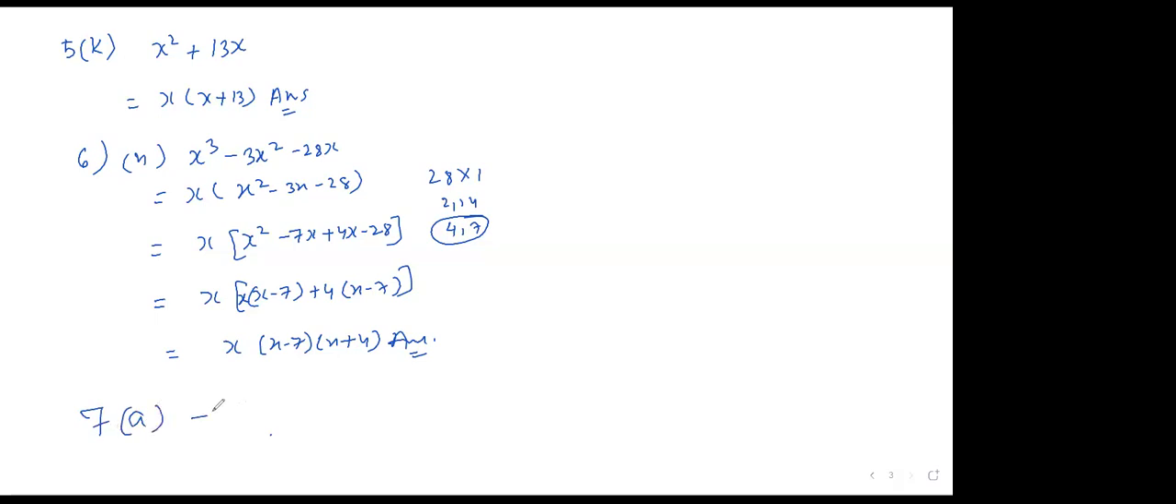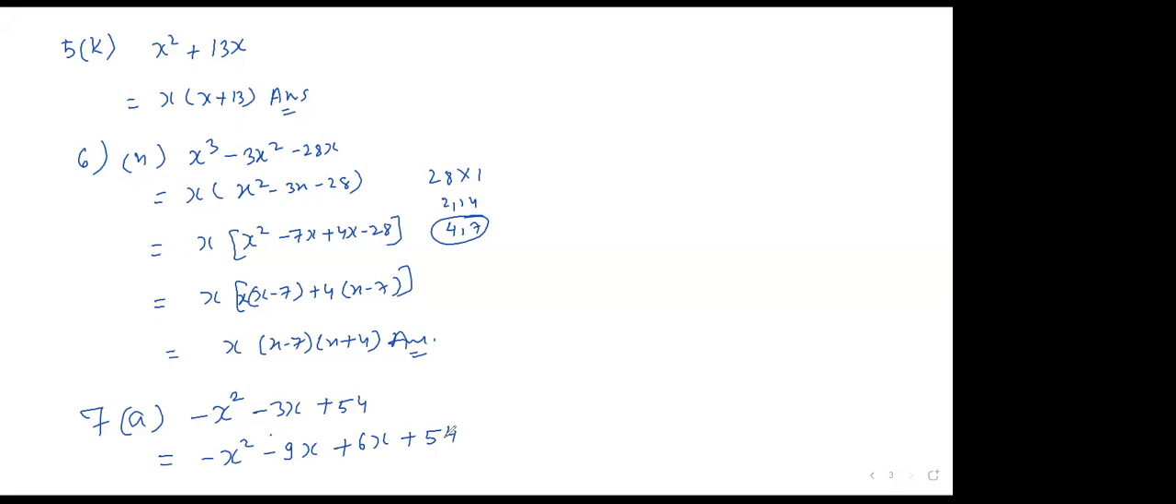This is negative x square, negative 3x, and positive 54. And we know that 54 has a pair of factors, 9 and 6. 9 times 6 is 54, and 9 minus 6, that is negative 6 plus 9, is 3. So we can use that factor: negative x square, negative 6x, positive 9x, plus 54.